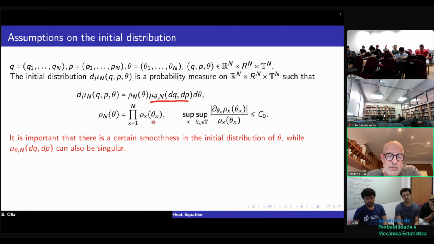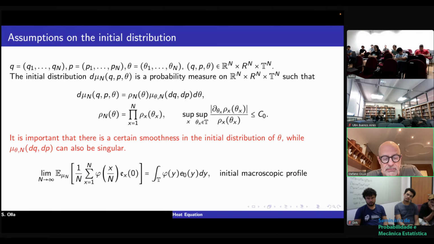The initial distribution will be a product of some rho_x, and you need a technical condition that these densities rho_x have to be somehow smooth. The logarithmic derivative has to be bounded. So this gives some smoothness. It is important that there is a certain smoothness in the distribution of the angles, while the distribution of position and velocity conditioned on the angles could be even singular. It can even start with a deterministic configuration of positions and velocities. The angles will do all the work.